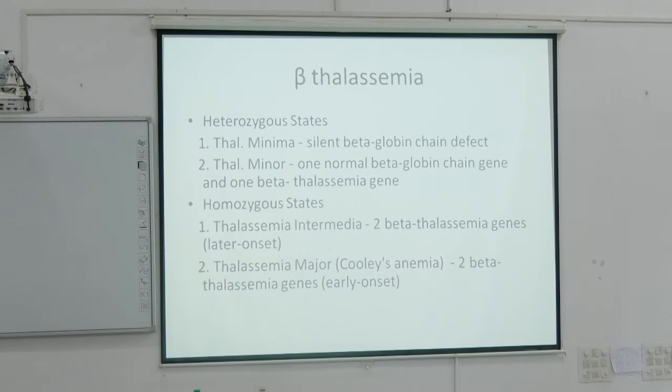Now, when it comes to beta thalassemia, we have only two options because we have only one copy of the gene. So either one of them is present or both of them are missing. If both of them are alright, then no issue. If one of them is missing or mutated, then it is minor. If both are missing, then it is major.